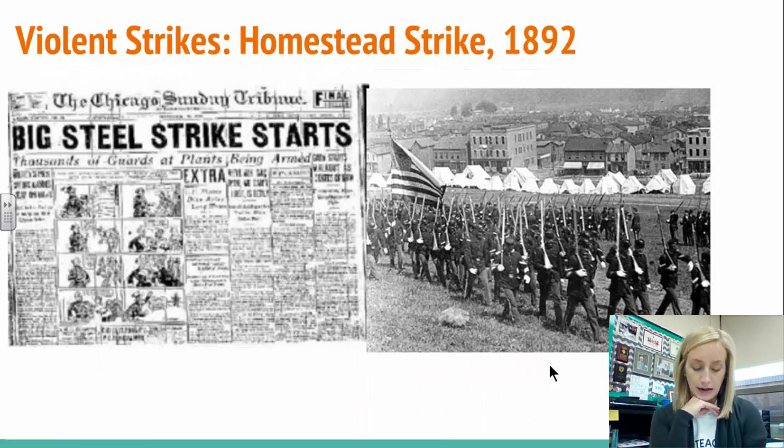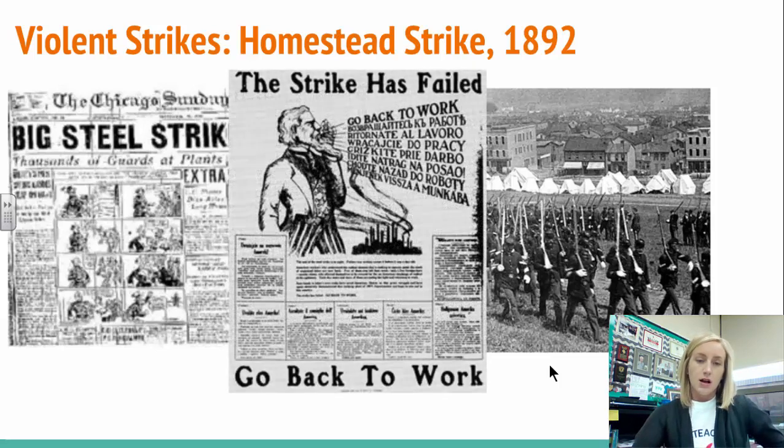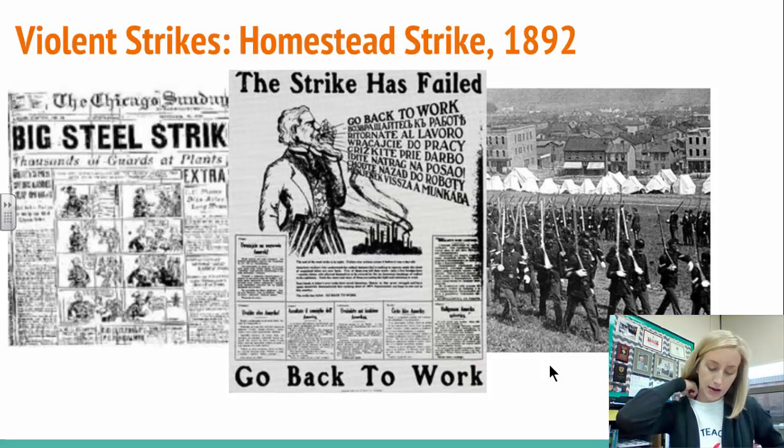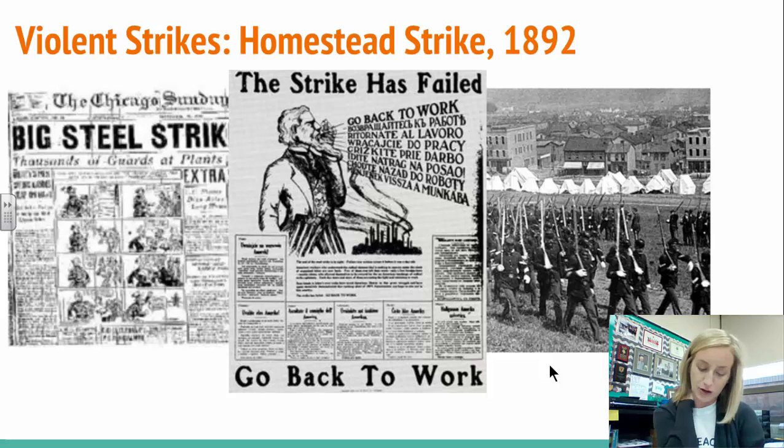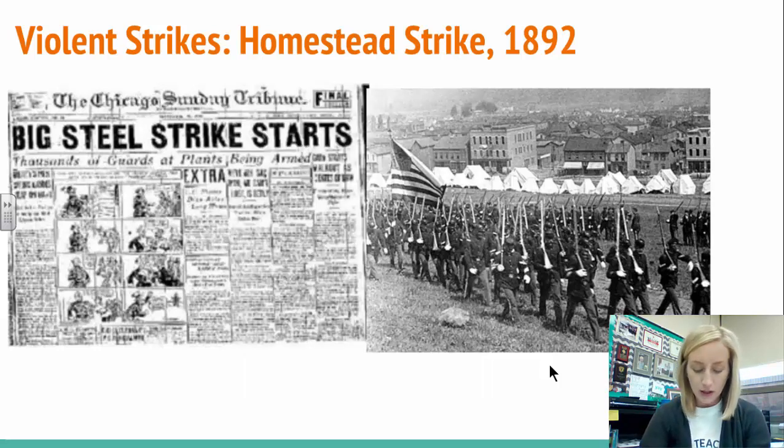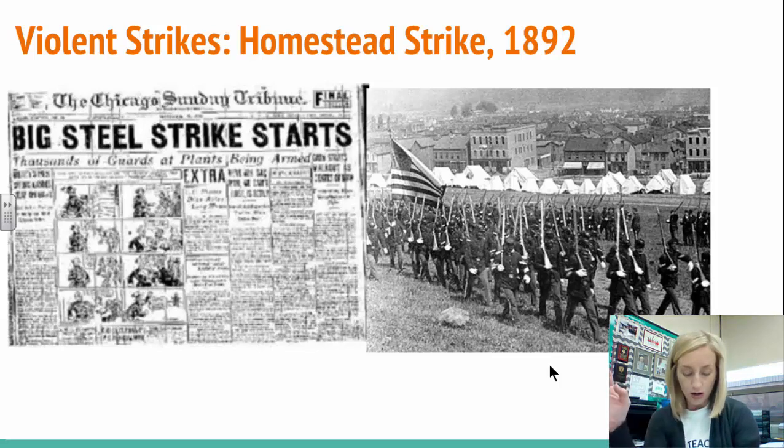The Homestead Strike in 1892 is the next one. This is involving steelworkers in Pennsylvania. And Henry Clay Frick, who actually worked for Carnegie, the steel tycoon at the time, he cuts steelworkers' wages by 20%. So he's like the manager, right? By 20%. So at that point, workers walk off the job.